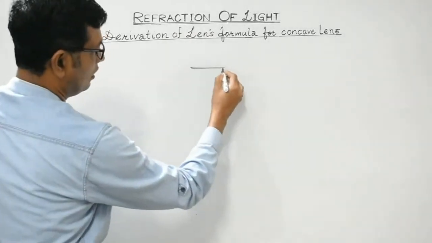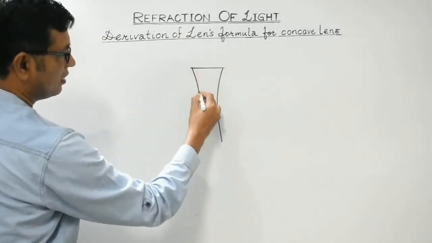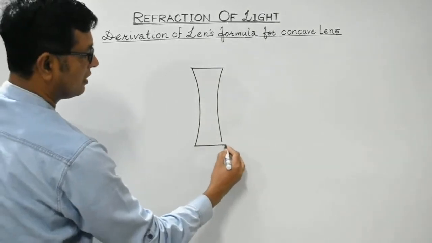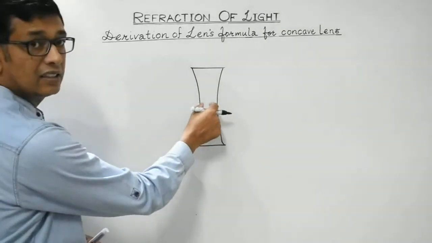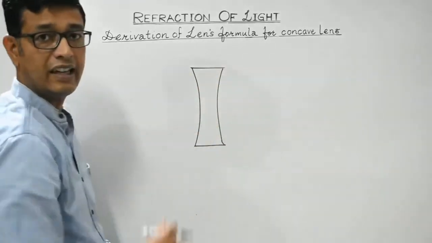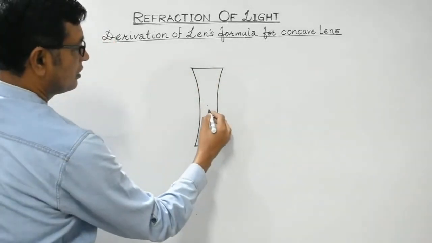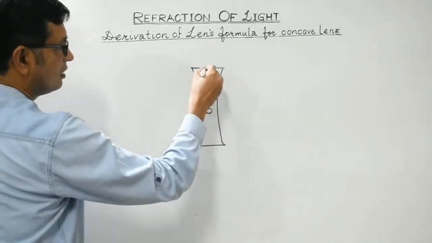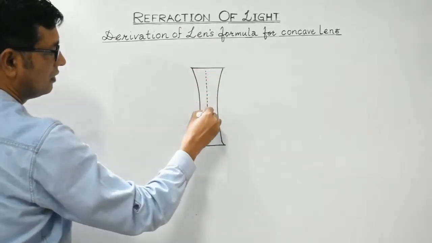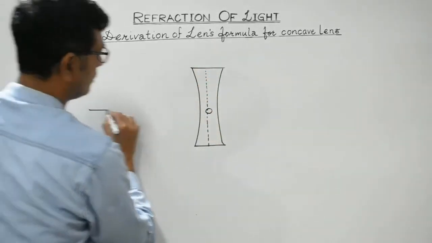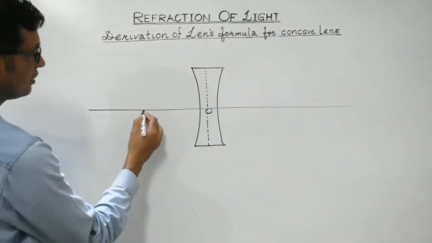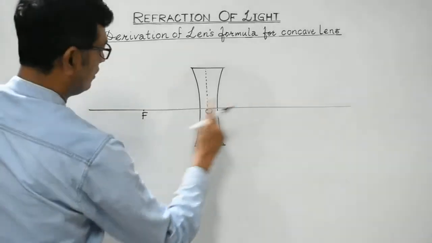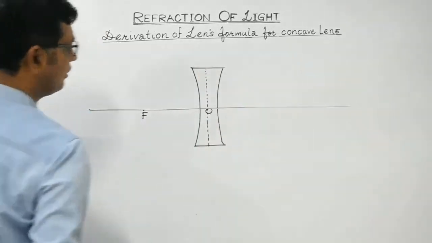So suppose this is the concave lens, which is thin at the center and thick at the edges. This is the optical center and this is the reference line. And suppose this is the principal axis, right? Let us consider this to be the focus. This is the virtual focus of this concave lens.